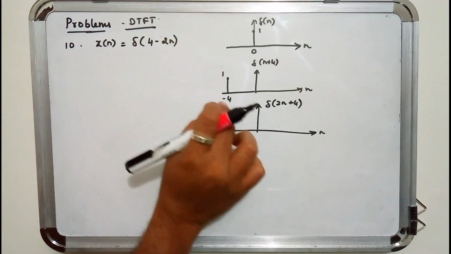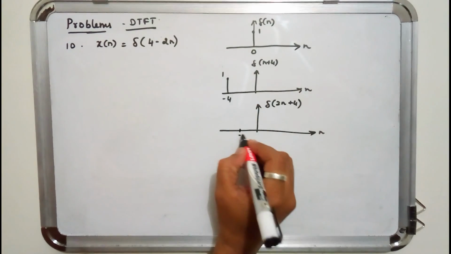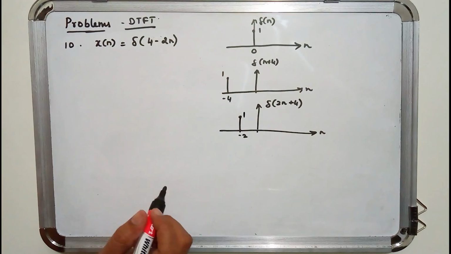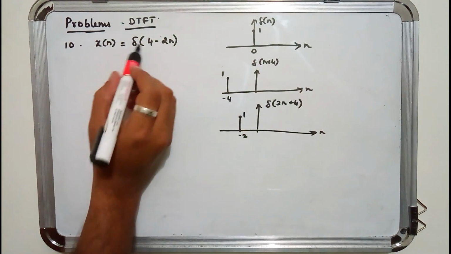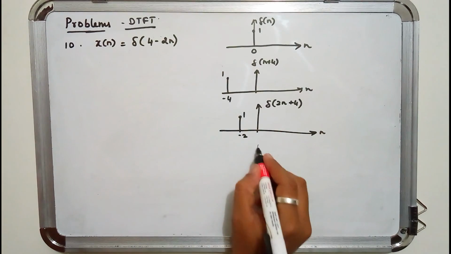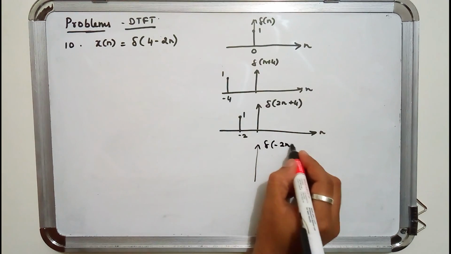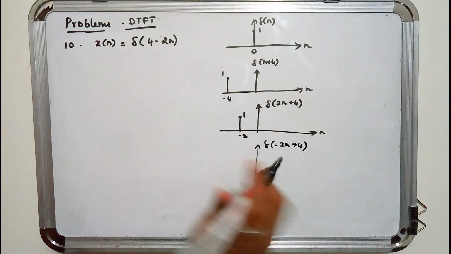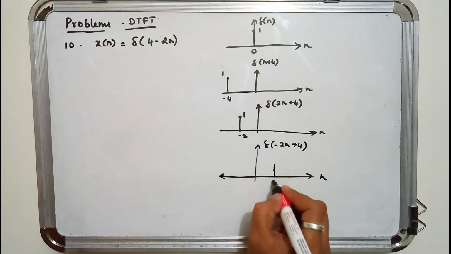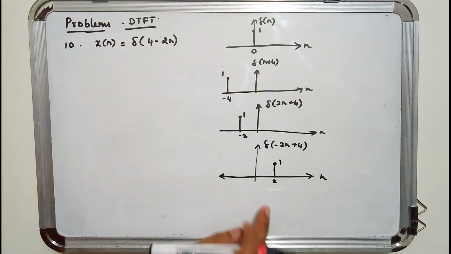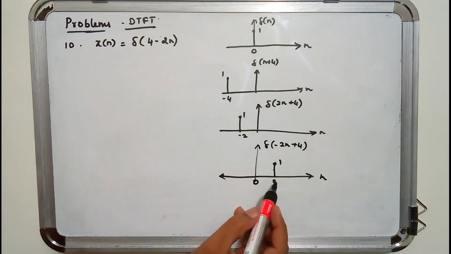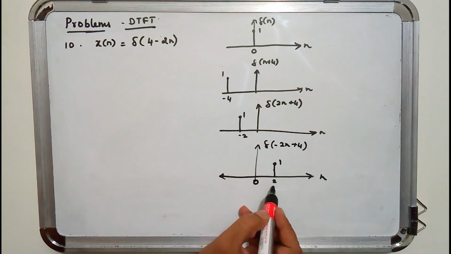The sample which was present at -4 will come at -2. So the same sample will come at -2. Now what I have here is 4 minus 2n. That means I need to take the reflection of it. So what I will be getting is delta of -2n plus 4, which is same as 4 minus 2n. So I need to take the reflection. Reflection means it will go to +2 with an amplitude of 1. So this is my final waveform. It is delta of 4 minus 2n. So it is having an amplitude of 1 at 2.